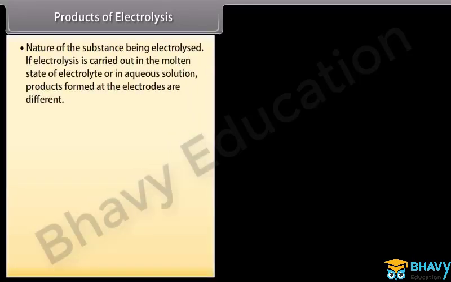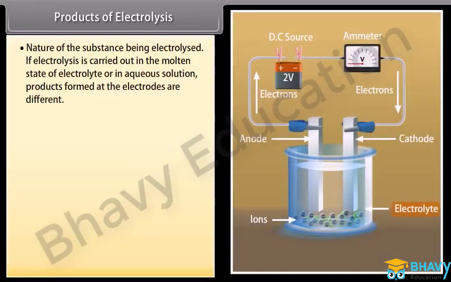Products of electrolysis. Products of electrolysis depend mainly upon the following factors. Nature of the substance being electrolyzed. If electrolysis is carried out in the molten state of electrolyte or in aqueous solution, products formed at the electrodes are different. The type of electrodes being used.